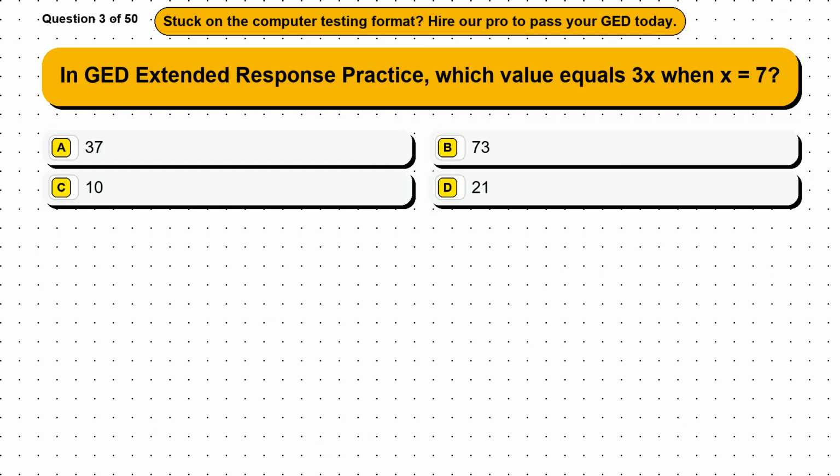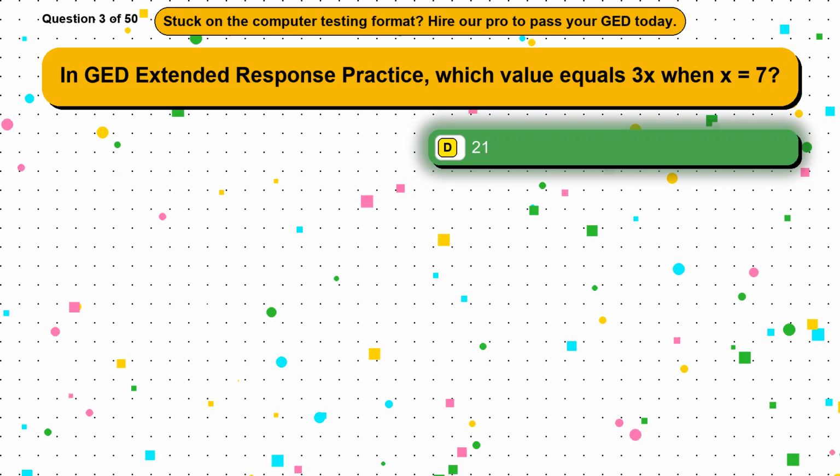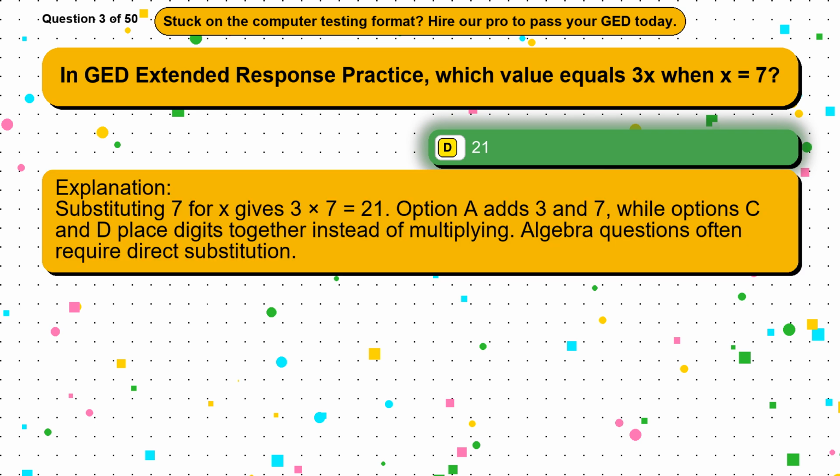Question 3. In GED Extended Response Practice, which value equals 3x when x equals 7? Option A, 37. Option B, 73. Option C, 10. Option D, 21. The correct answer is option D. 21. Substituting 7 for x gives 3 times 7 equals 21. Option A adds 3 and 7, while option C and D place digits together instead of multiplying. Algebra questions often require direct substitution.